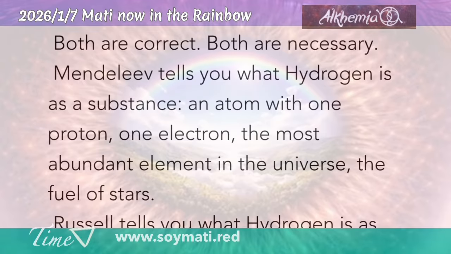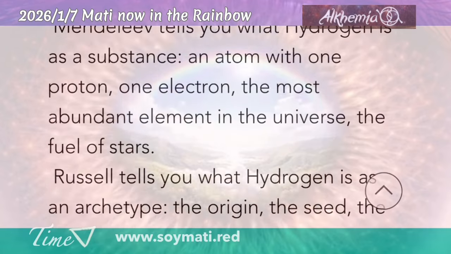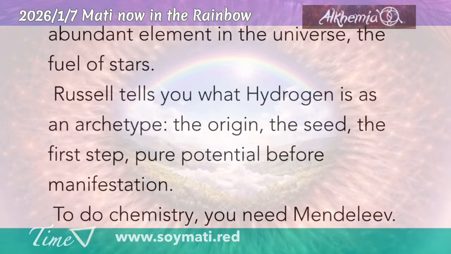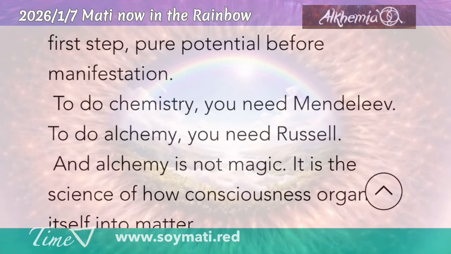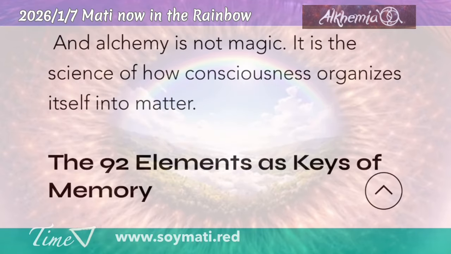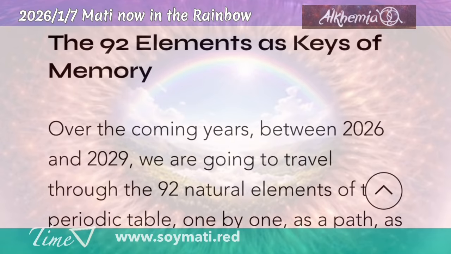An atom with one proton, one electron, the most abundant element in the universe, the fuel of stars. Russell tells you what hydrogen is as an archetype: the origin, the seed, the first step, pure potential before manifestation. To do chemistry, you need Mendeleev. To do alchemy, you need Russell. And alchemy is not magic. It is the science of how consciousness organizes itself into matter, the 92 elements as keys of memory.